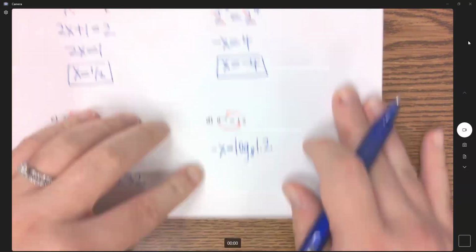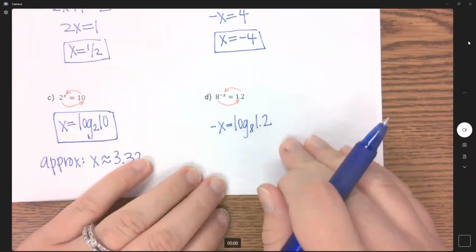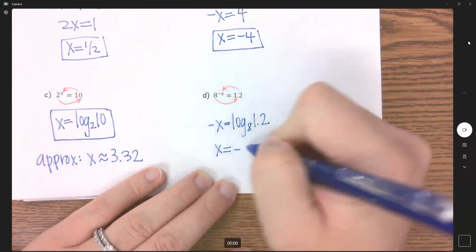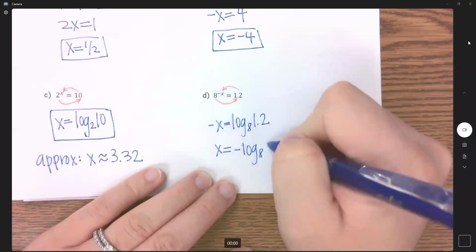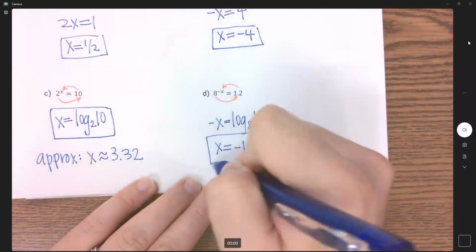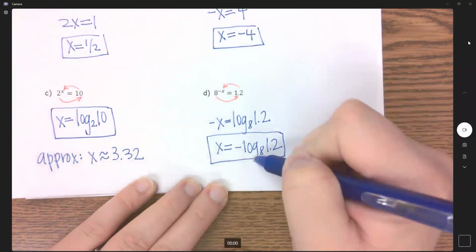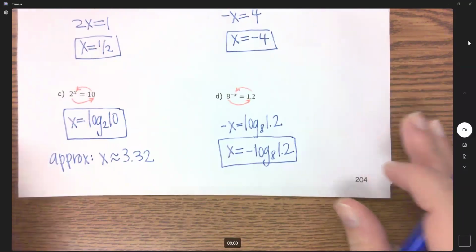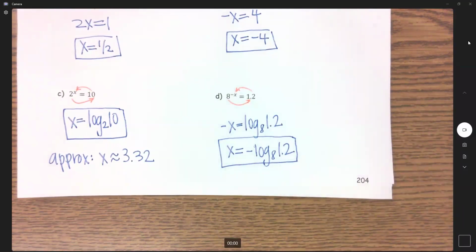Last step is to solve. Divide both sides by -1 or multiply both sides by -1. And we get x equals negative log base 8 of 1.2. This is my exact. I can put this in my calculator to get my decimal equivalent. Let's continue on to the next page.